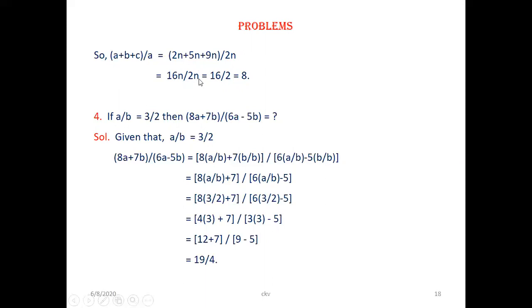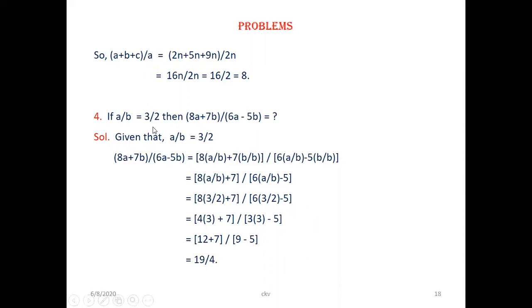Now you can cancel n because it is in the numerator and also in the denominator. So 16n by 2n, after cancelling n, becomes 16 by 2. And now you can cancel 2, in the sense that if you divide 16 by 2, you get 8. Finally, the value is 8. Now let us move on to the last problem here.